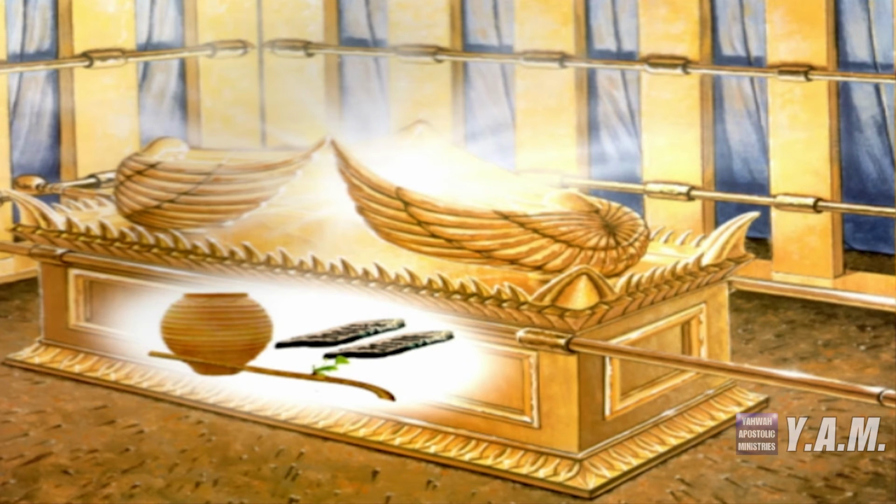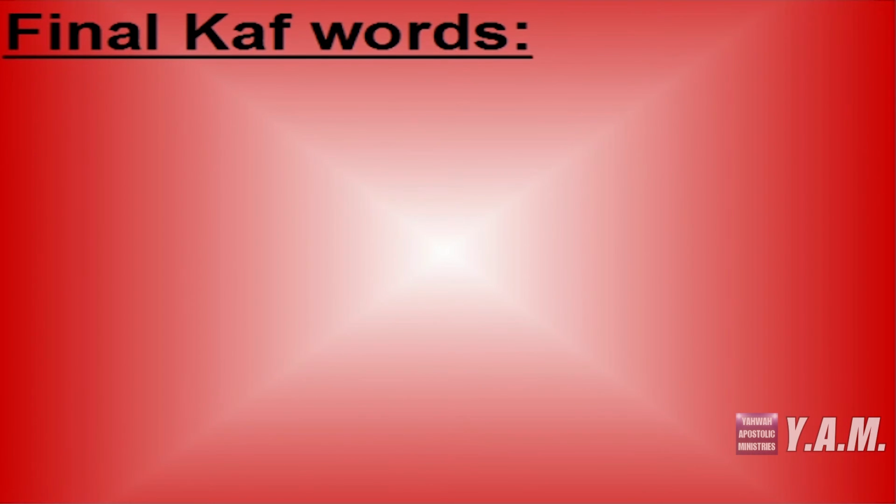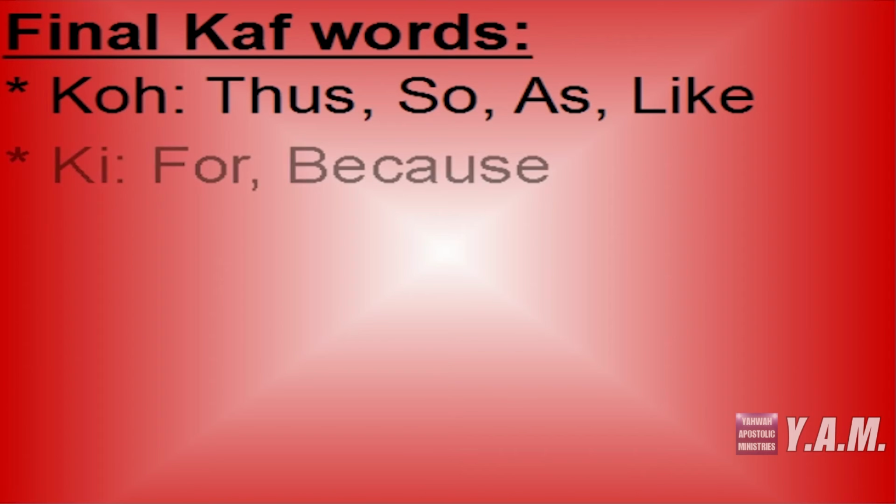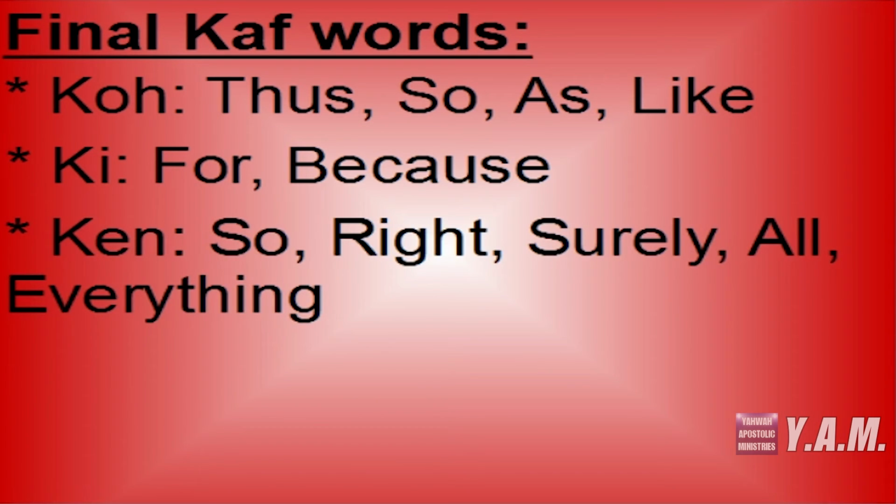We're going to end here. We're going to show some more kaf words. Ko. Everybody say ko. Means thus, so, as, or like. Kai. Means for or because. These are getting all kinds of Hebrew words, huh? Yes. Keen, I'm sorry, not Ken, it's keen. It's spelled with one E, but it's actually pronounced with two. It means so, right, surely, all, or everything.